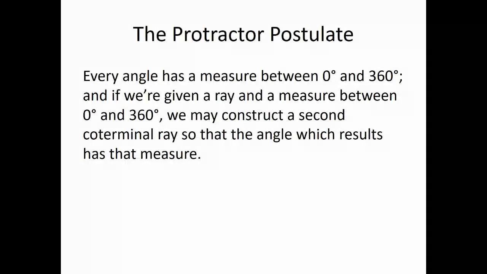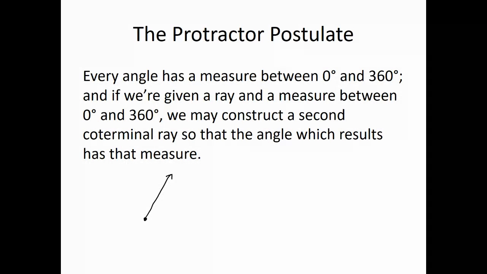Now, the protractor postulate. This plays the very same role for angles that the ruler postulate played for segments. So it says, first of all, that every angle has a measure between 0 and 360, which no doubt you will find obviously true. And it also says that if we're given a ray and a particular measure that we wish to create, then we may construct a second ray coterminal with the first such that the angle that results has the desired measure.